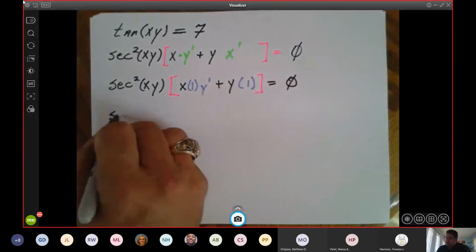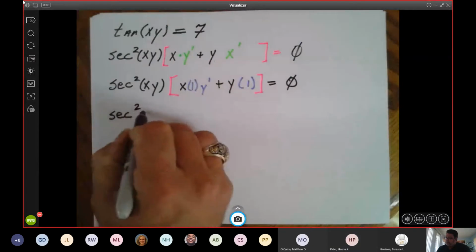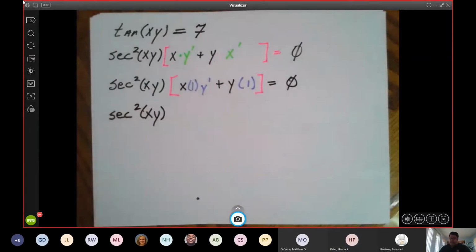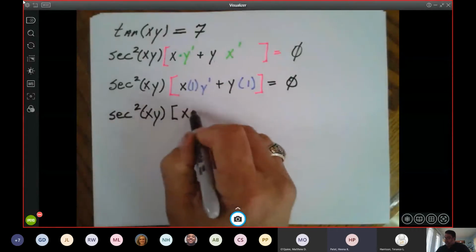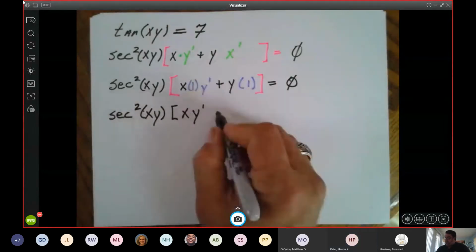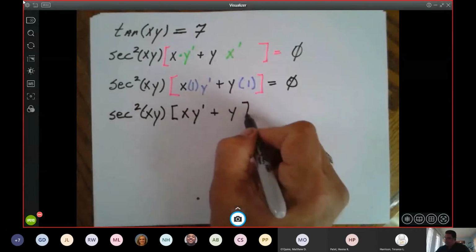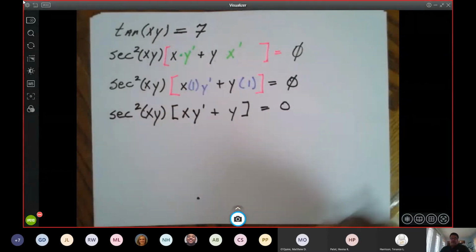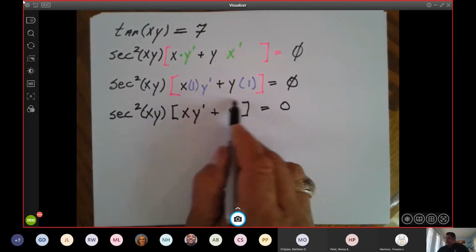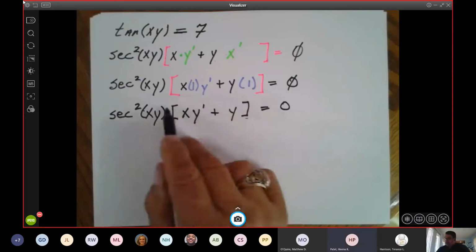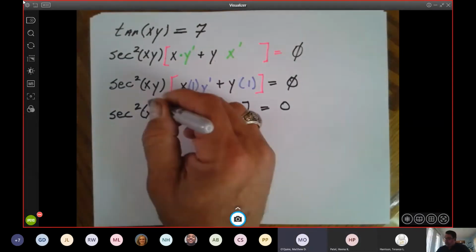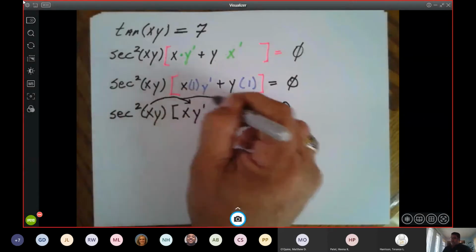So the secant squared of xy, parentheses, xy prime plus y is equal to 0. Now we got a problem. The y prime is in the concrete block. So we're going to have to bust that concrete block up with the what law? Distributive. And that'll bust that concrete block up.